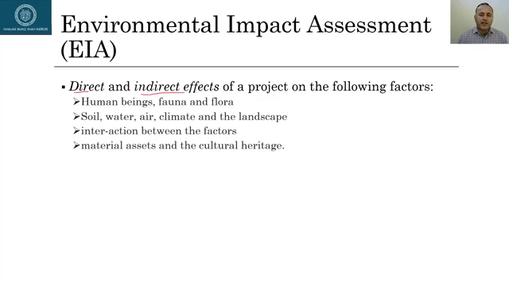Direct and indirect effects of the project on the following factors: there may be direct and indirect effects on human beings, fauna and flora, which is the animal kingdom and the plant kingdom, soil, water, air, climate, and the landscape, and the interaction of all these factors. It also involves material assets and the cultural heritage.